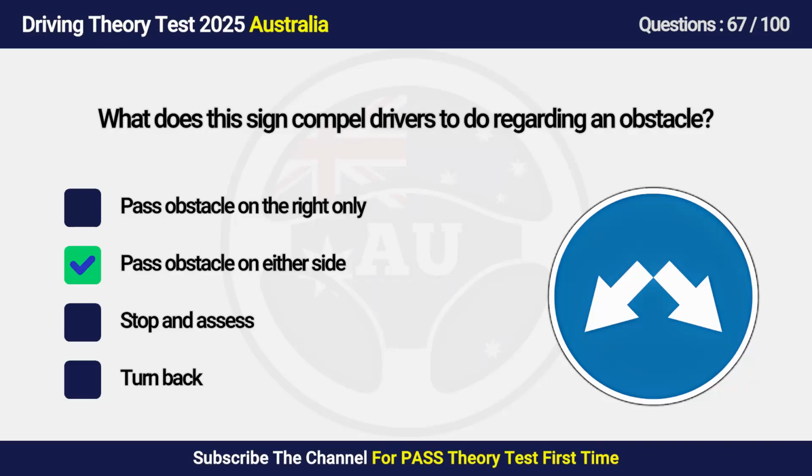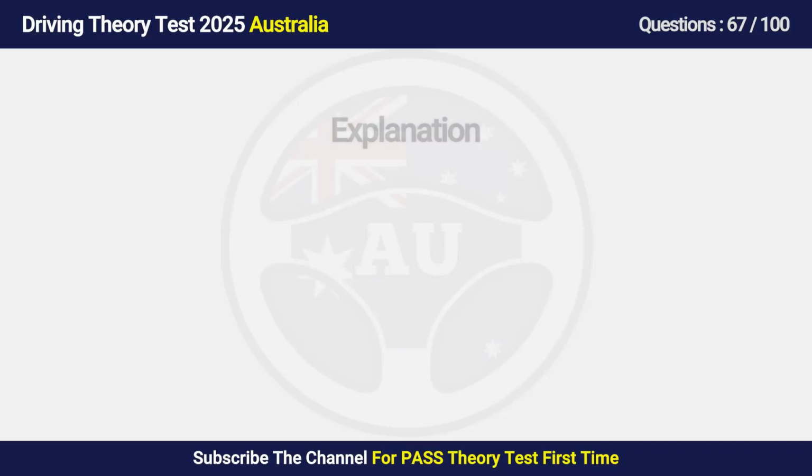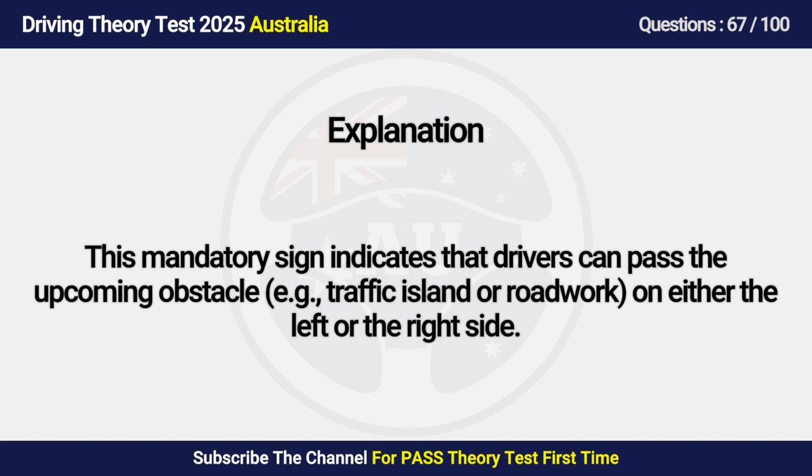Answer is B. Pass obstacle on either side. This mandatory sign indicates that drivers can pass the upcoming obstacle, e.g. traffic island or roadwork, on either the left or the right side.